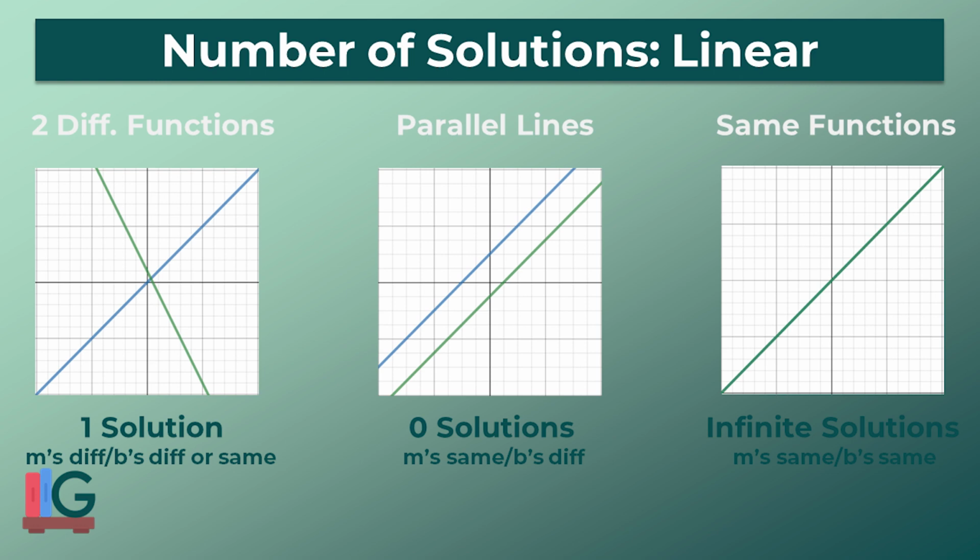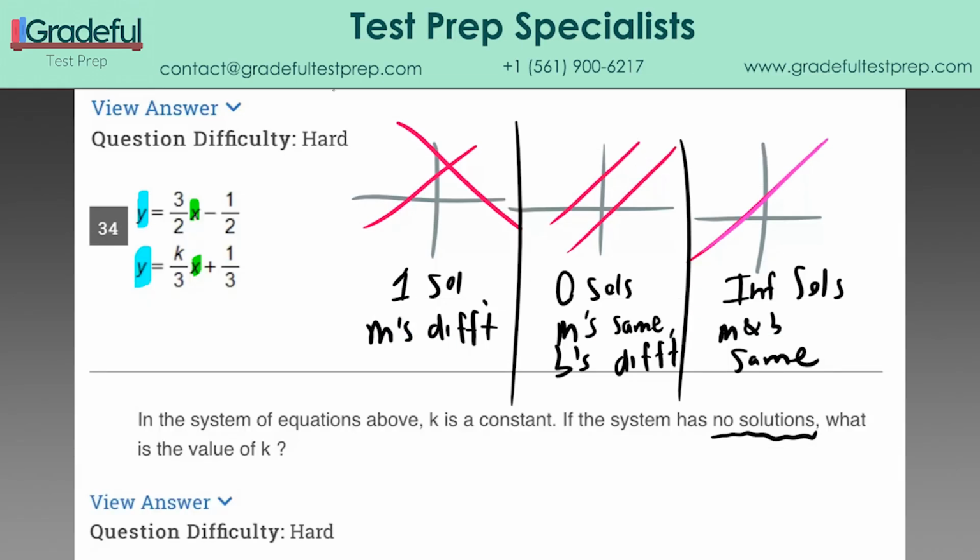the same lines. And if you have one solution, that means that the slopes are different. The y-intercepts could be the same or different in that situation. If you have no solutions, the slopes are the same, but the y-intercepts are different. And if you have infinite solutions, that means that the slopes and the y-intercepts are the same. So here, when they tell us that there's no solution, they're telegraphing to us that it's this situation, and that mathematically it means that the slopes have to be the same.